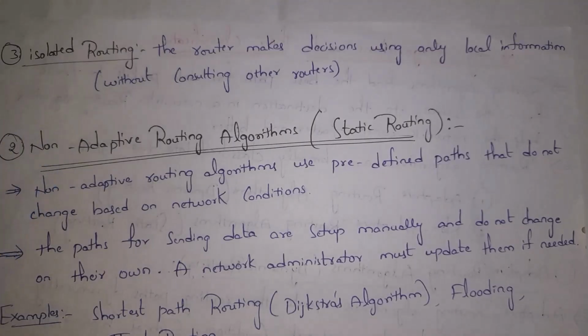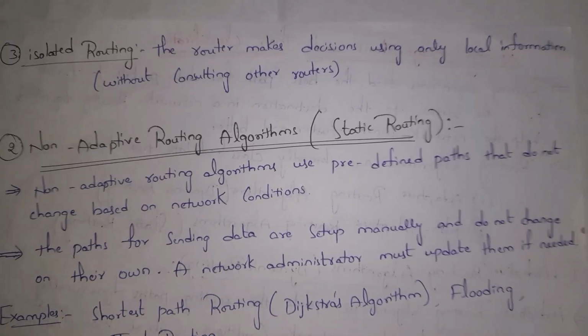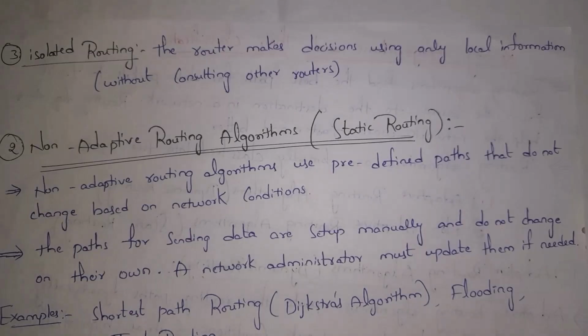Guys, in isolated routing, routers will take decisions without consulting other routers. Whatever local information is available in that router, only by using that information, the particular router will take decisions without consulting other routers. This is the meaning of isolated routing.